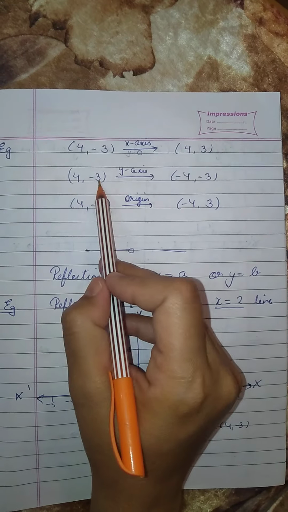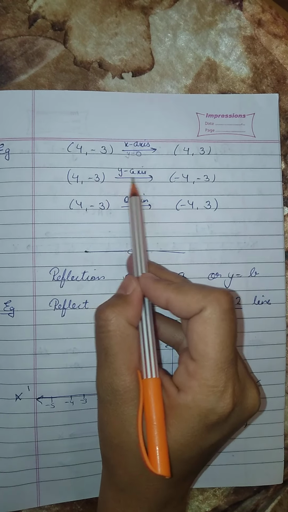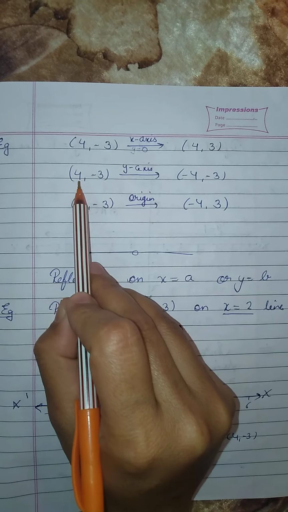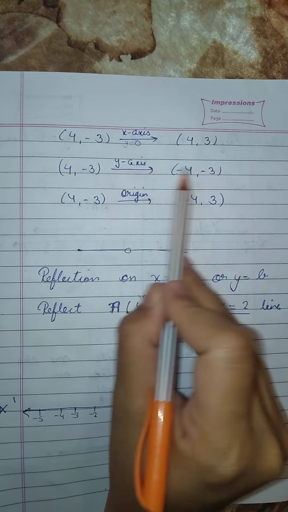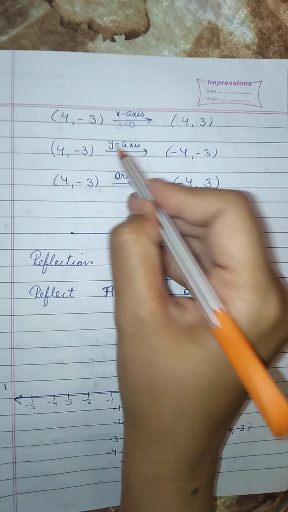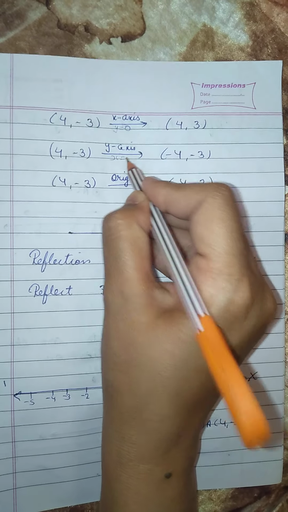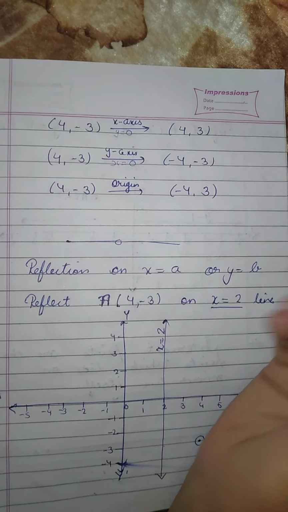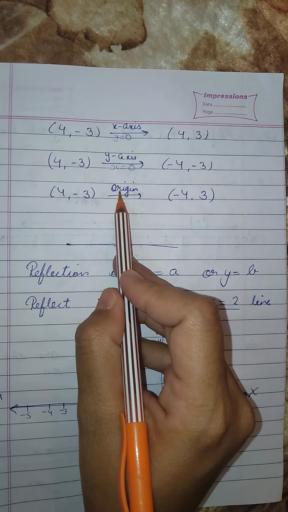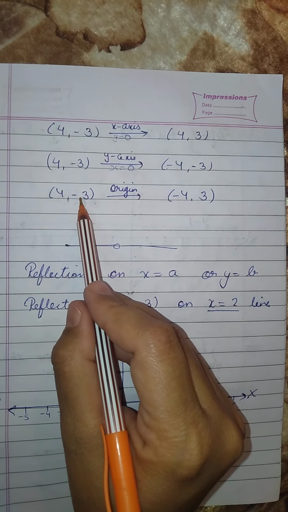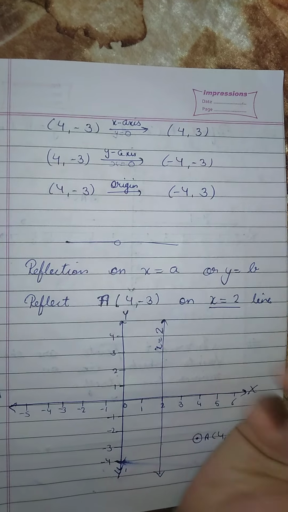If I have to reflect the same point on the y-axis, I will change the sign of the x coordinate. The answer will be (-4, -3). The y-axis is also called the x equal to 0 line. And if I have to reflect on the origin, I have to change both signs. (4, -3) becomes (-4, 3).